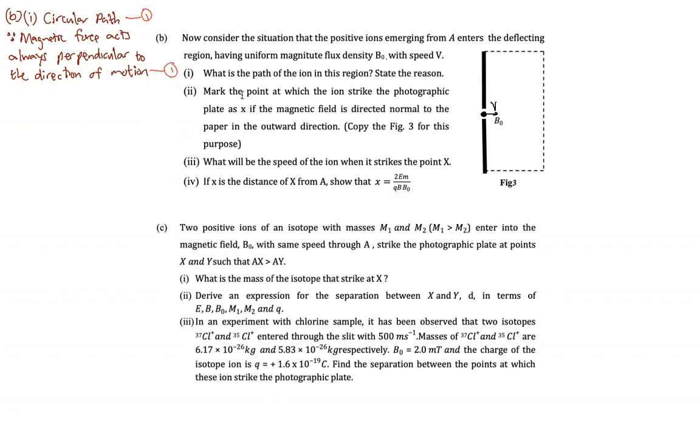Mark the point at which the ion strikes the photographic plate as X, if the magnetic field is directed normal to the paper in the outward direction. That's very interesting. So this is the diagram, Roman 2. I'm going to do it here itself because we are supposed to copy this diagram and draw. So let's take this as Roman 2 and the outward direction. So I have to mark the magnetic field this way.